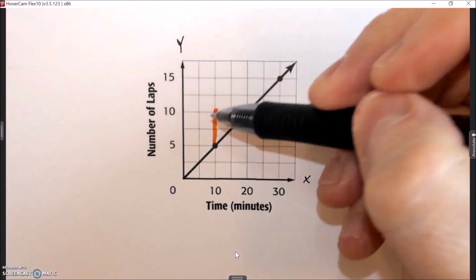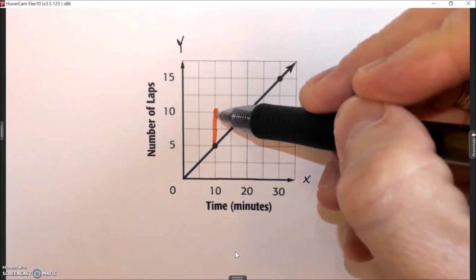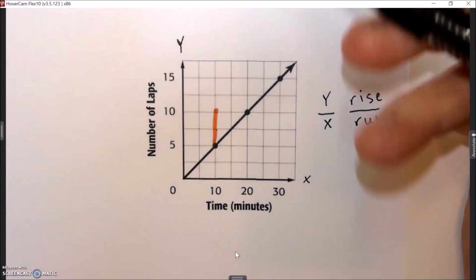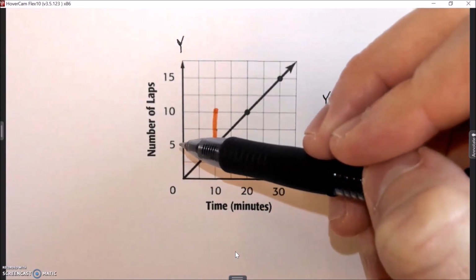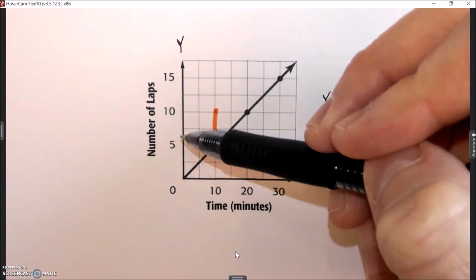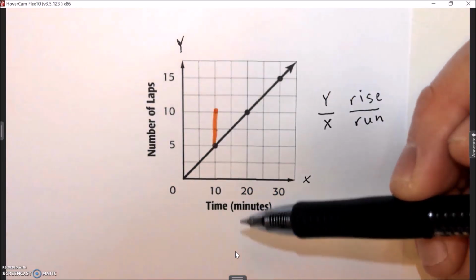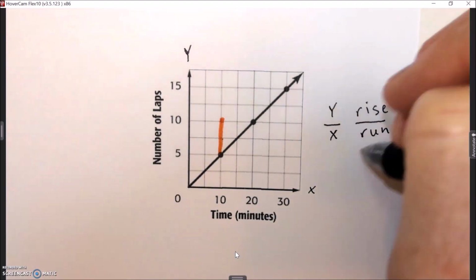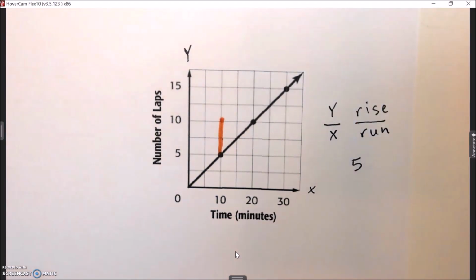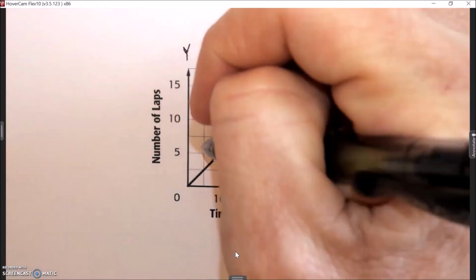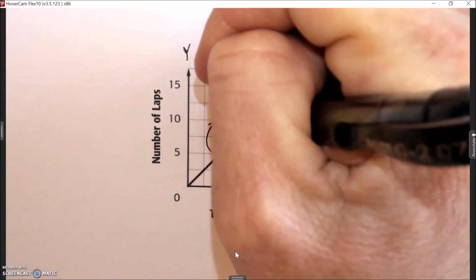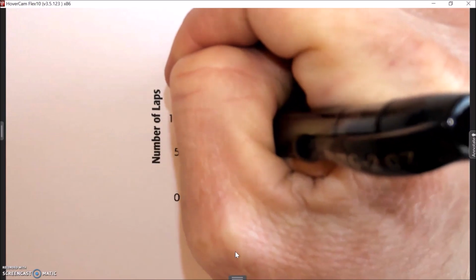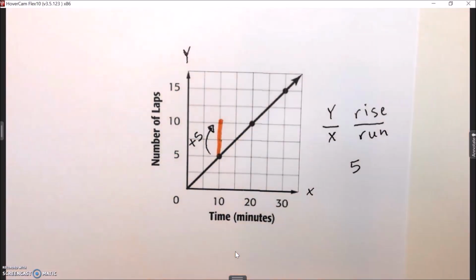Now, I know that I went up 2 squares, but I'm not worried about the squares, guys. I'm worried about the digits over here. So I went from 5 to 10. So how far did I go up? I went up 5. Do you understand? I went from 5 to 10. From here to here. That is an increase in 5.